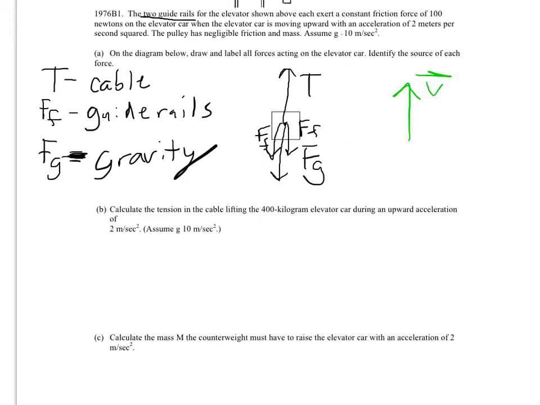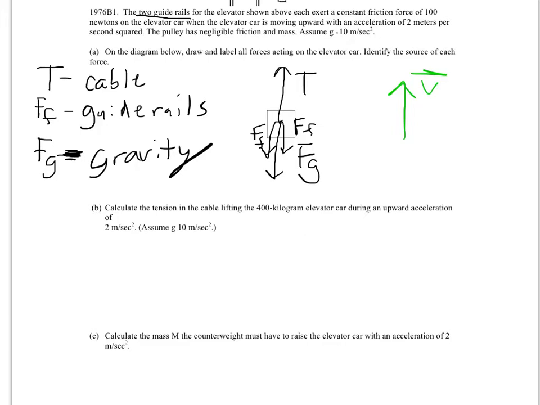Alright, part A done. Calculate the tension in the cable lifting the 400 kilogram elevator car during an upward acceleration of 2 meters per second squared. So I'm asked about a force and told an acceleration. So that's an F net problem. There are two objects, so it's possible we might have to do F net for elevator 1, or object 1, and F net for the counterweight, and we could call that object 2.